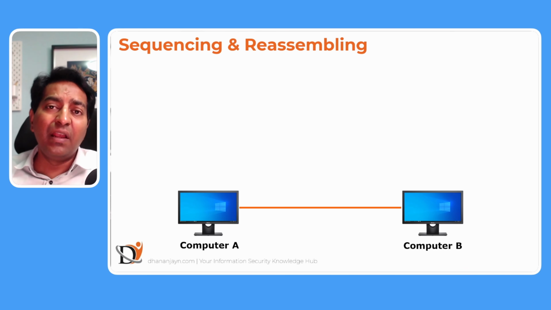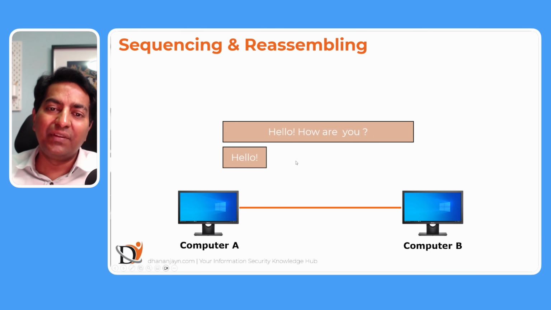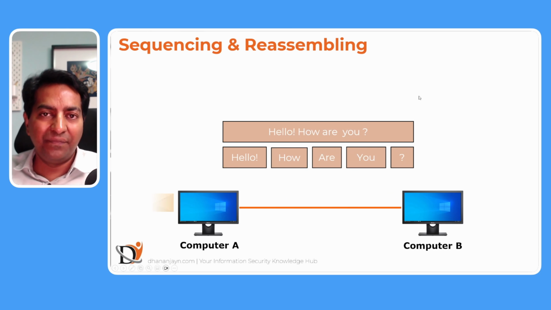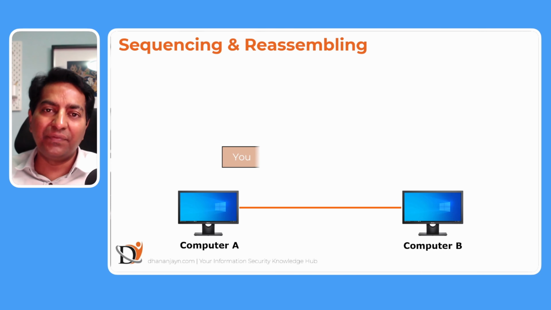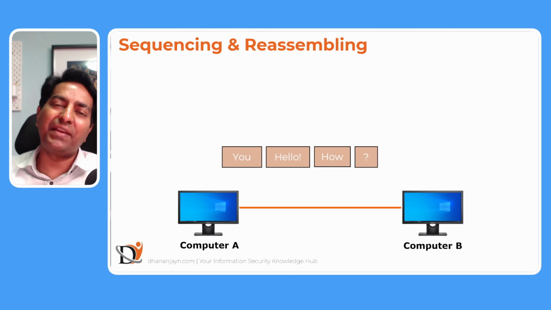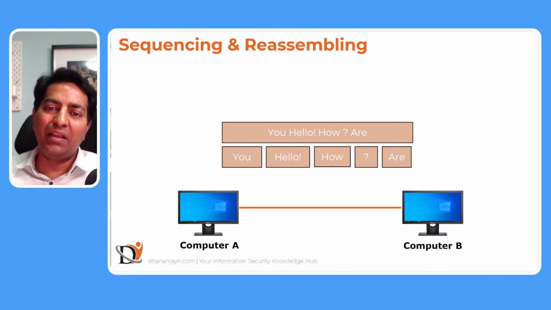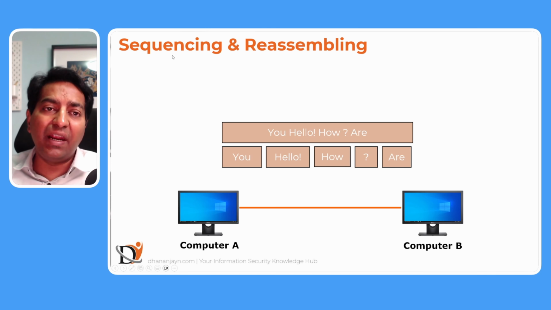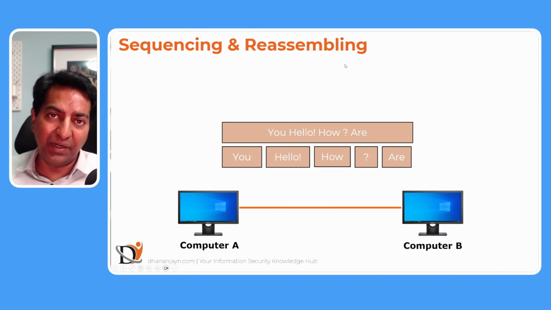Now, friends, it's not necessary that these segments should be received in sequence. So, consider this is the message. You have segmented that message and it is sent. But it may happen that the data is received in this fashion. So, are we expecting this kind of data transfer? No. So, in order to overcome this problem, sequencing and reassembling was introduced.